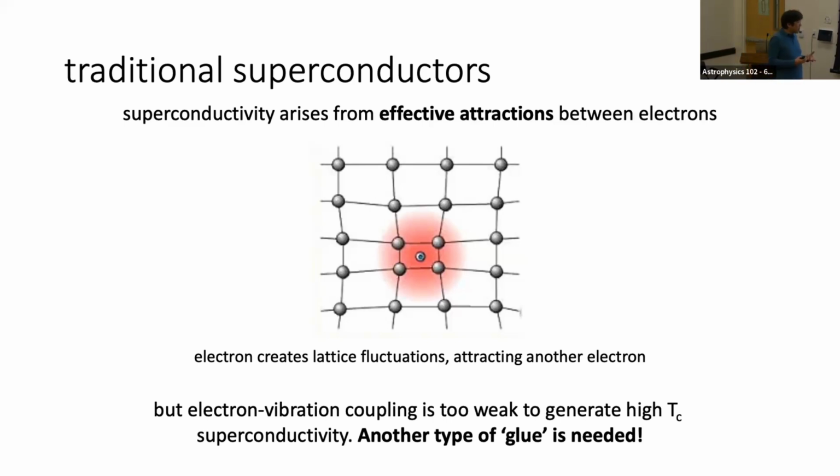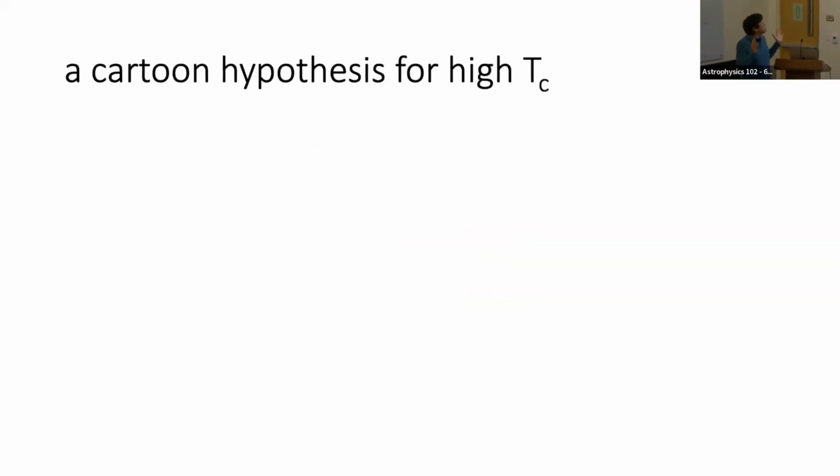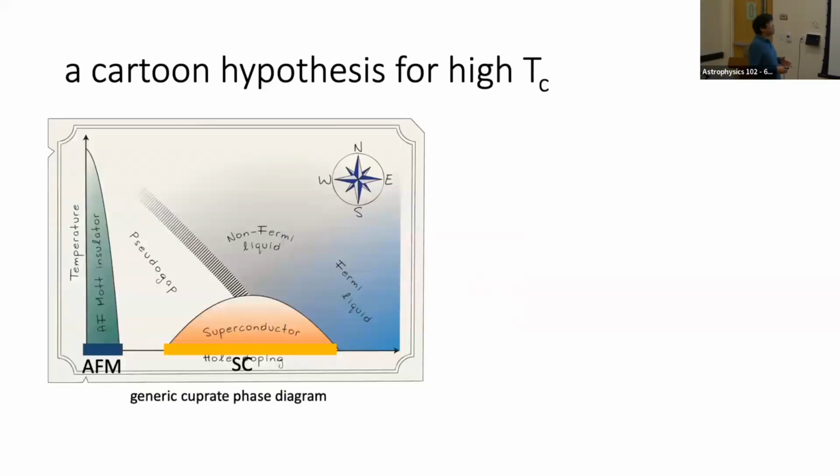So there has to be some other way in which the electrons are effectively attracted. So what might be happening? Well, one can get some perhaps cartoon of what might be happening, and some hint of it, by looking at the phase diagram of these materials. So here I show the phase diagram of the cuprates.